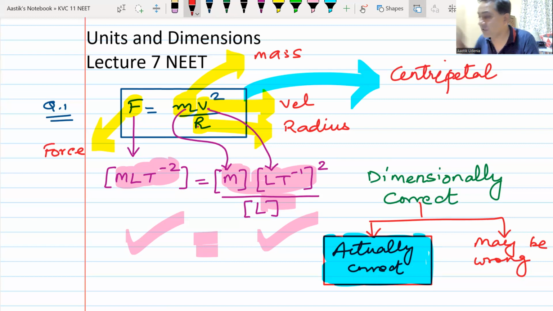This is the equation of centripetal force, which is experienced by a particle when that particle is moving in a circular path. Since I know this is the correct equation, I can mark the blue thing that this equation is dimensionally correct, and from my knowledge I also know that this is actually correct.